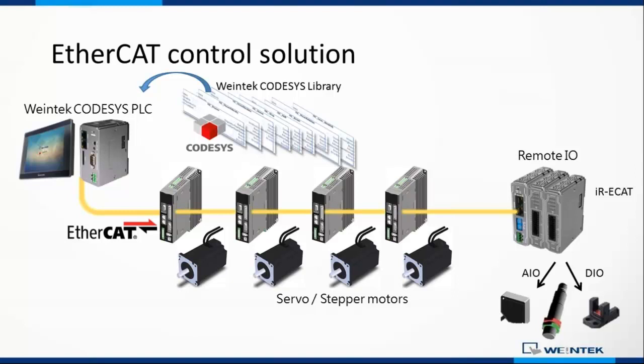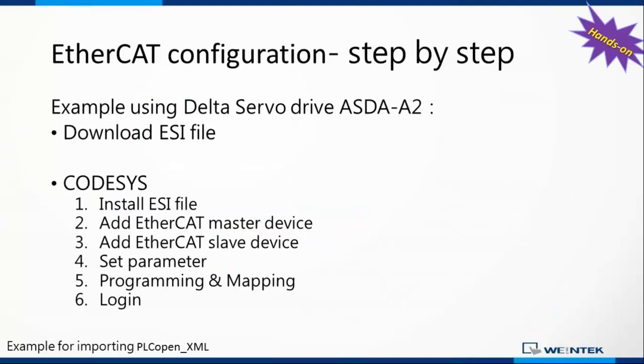Let's go to the practice to configure the EtherCAT protocol in Weintek CODESYS. To configure the EtherCAT protocol, the first step is to download the ESI file. The ESI file is a description of the EtherCAT slave, so every device which supports the EtherCAT protocol must have its own ESI file. Most ESI files we can download from the official website.